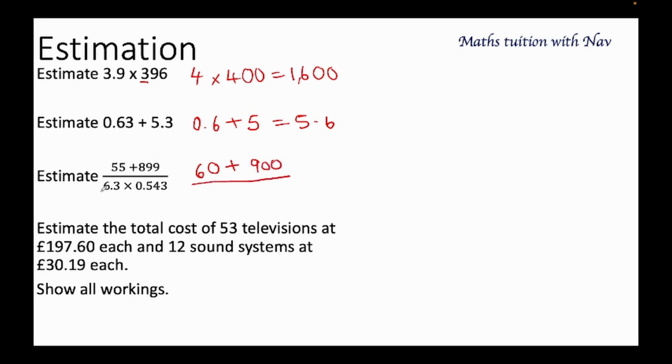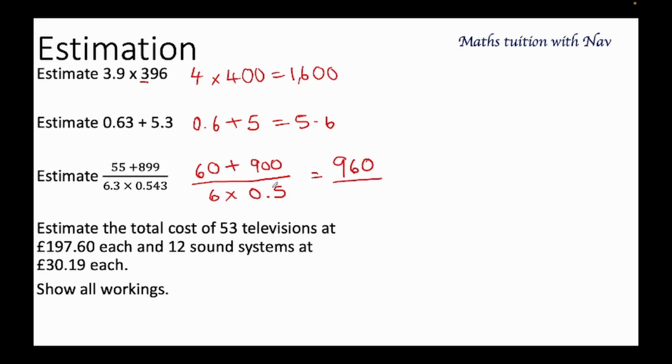All divided by 6.3, that will be 6 times 0.543, we're going to make that 0.5. Okay, let's do the top bit here first. 60 add 900, we're going to get 960, divided by 6 times 0.5.